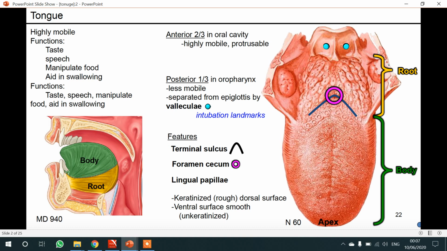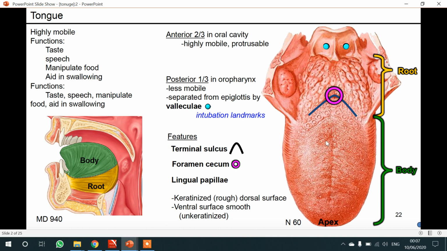So here you can see the tongue is actually a very muscular organ which is present in the oral cavity and pharynx. So it has been divided in different parts. First is root of the tongue. Here you can see in this diagram. Then it has got body, and the tip of the body is called apex of the tongue. So body is mostly present within the oral cavity, whereas the root is present in the pharynx.